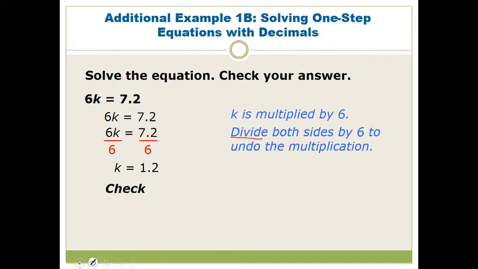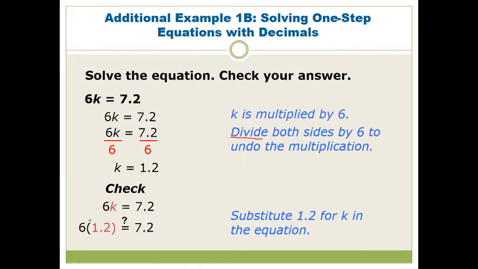All right, we can check this easy enough, just like we did before, by substituting the 1.2 for k back in the original equation. That means replace it. So when I replace it, notice how I put these parentheses here? That's just to keep this organized. I don't want to write 61.2. That might look like 61.2 or something like that.